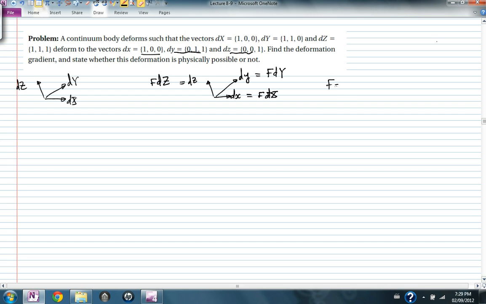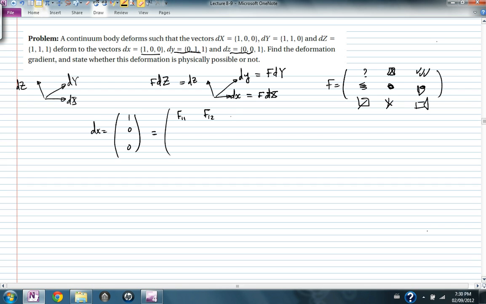And I know that F has 9 numbers. And these 9 numbers are what I'm looking for. So I need to form nine equations in 9 unknowns. So the first equation is the components of dx, which is equal to 1, 0, 0. This equation is equal to F11, F12, F13. These are the numbers that I'm looking for. F21, F22, F23. What are all these numbers?